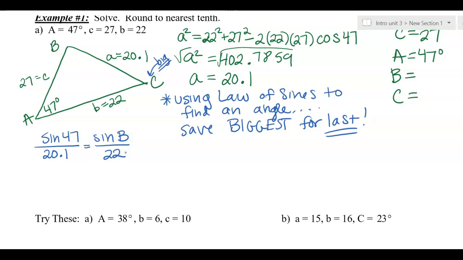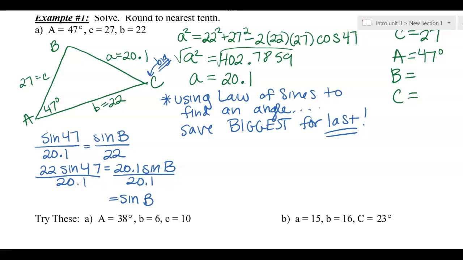I usually only ever have to use law of cosines one time because then I have enough information to go back to using law of sines. Personally, I just like it better because it's a simpler formula and I have something that I can repeat over and over again that I'm more used to. Okay? So 22 will multiply the sine of 47. 20.1 will multiply the sine of B. And then we'll divide by 20.1 to try and get B alone.